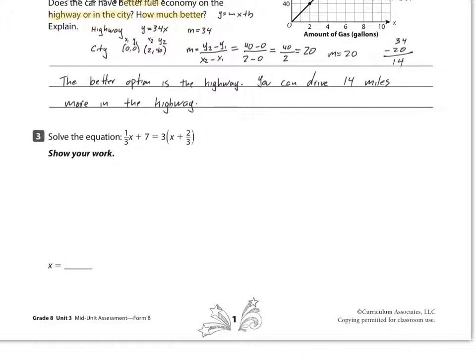For number 3, you need to solve the equation 1/3 x plus 7 equals 3 times x plus 2/3. Now, I know you guys don't quite enjoy fractions. That's okay. So there are different approaches that you can take to get rid of the fractions. So the first thing that we're going to do is rewrite it.